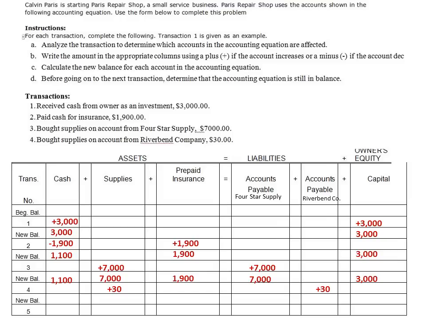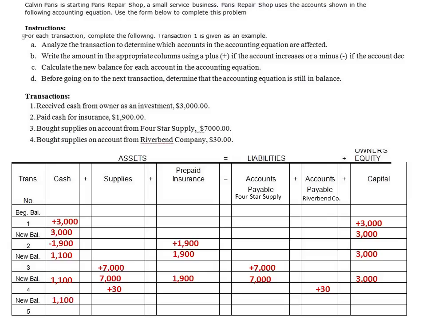No, not at all. So in this transaction, basically what happened is Calvin called up Riverbend and said, "Hey, Riverbend, I need some staples for my staplers that I just bought. Can I buy 30 of them?" Sure. We'll put them in a box, we'll ship them over, and we'll put an invoice. You pay us within 30 days or whatever the terms are. So he owes them money.